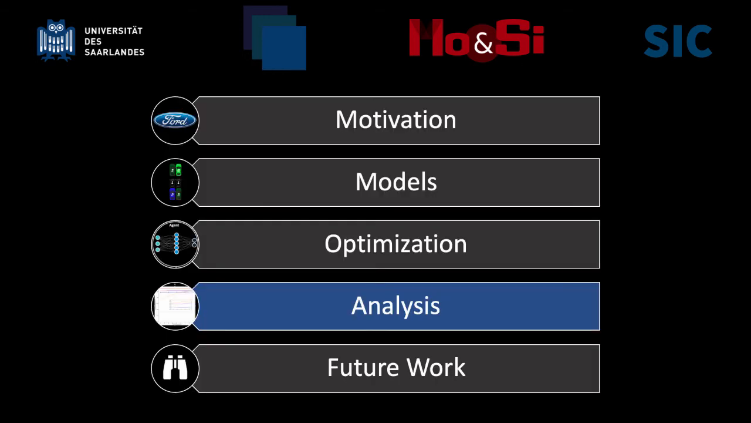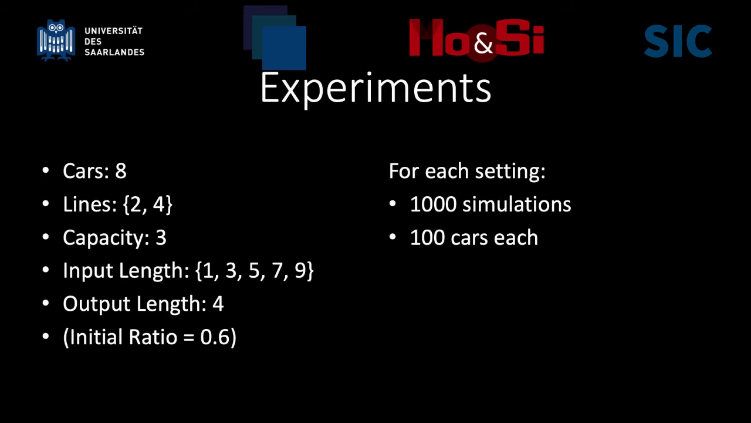Now that you have seen both how our models are constructed and how we tend to optimize them, we will present our analysis. For our experiments, we considered constantly 8 different types of cars, an output sequence length of 4, and a line capacity of 3. We varied the number of lines between 2 and 4, and the input sequence length between 1 and 9. In case of the TCO model, we considered a buffer that is filled initially with 60%. For each of these settings, we performed 1000 simulation runs where we inserted 100 cars each.